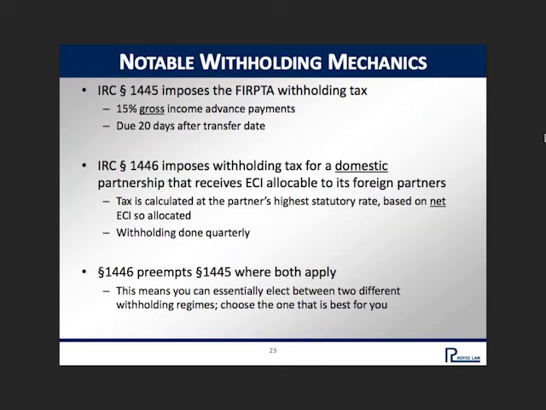So why am I telling you this? Well, the interesting feature is that Section 1446 preempts Section 1445 where both apply. So you have a choice as a foreign investor as to what sort of withholding you want to do. Many people find Section 1446 withholding to be preferable because the withholding is done on net ECI rather than on a gross income basis, so there's less chance of a severe over-withholding. But there are disadvantages too, so this is something to consider during your structuring.